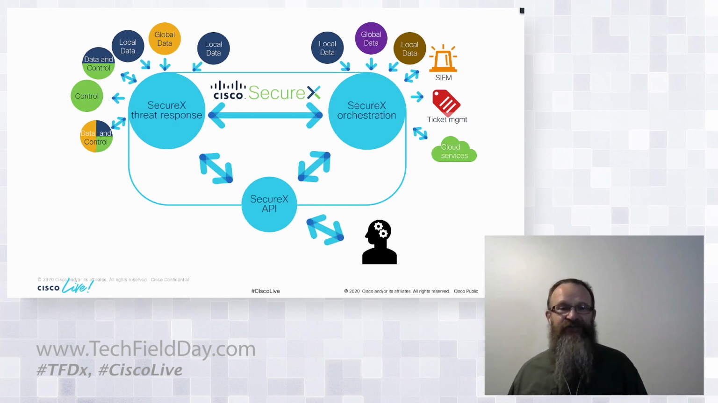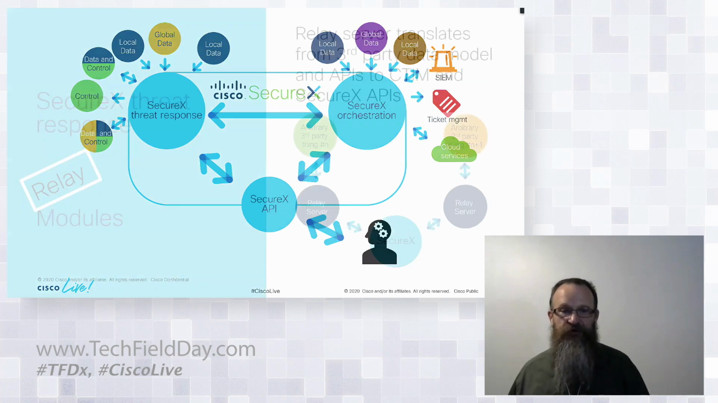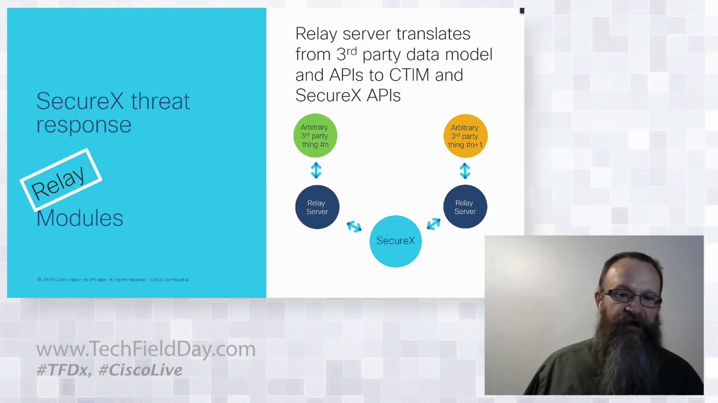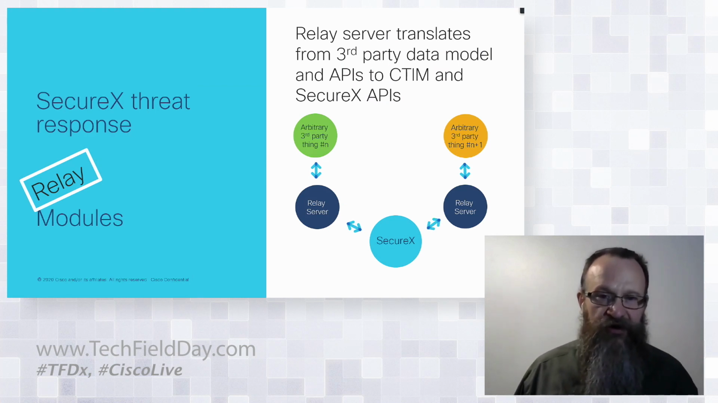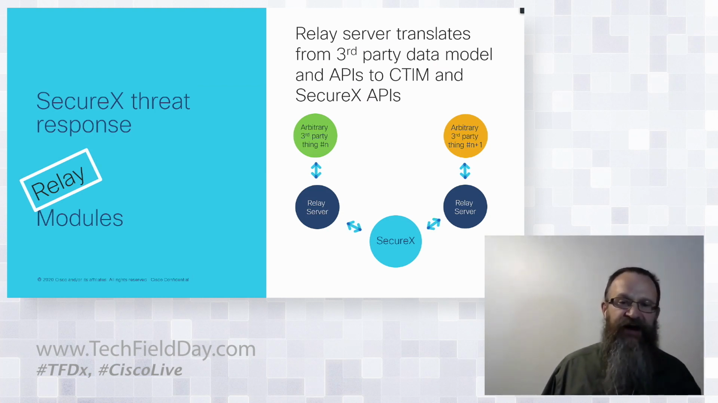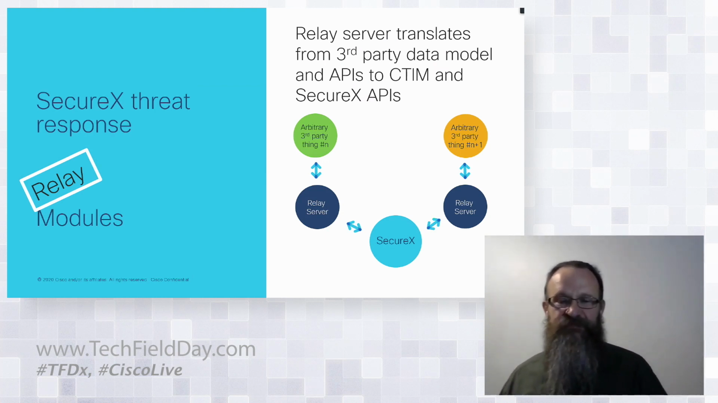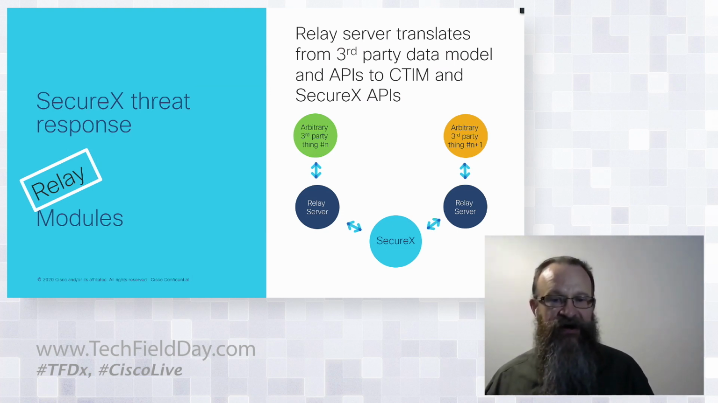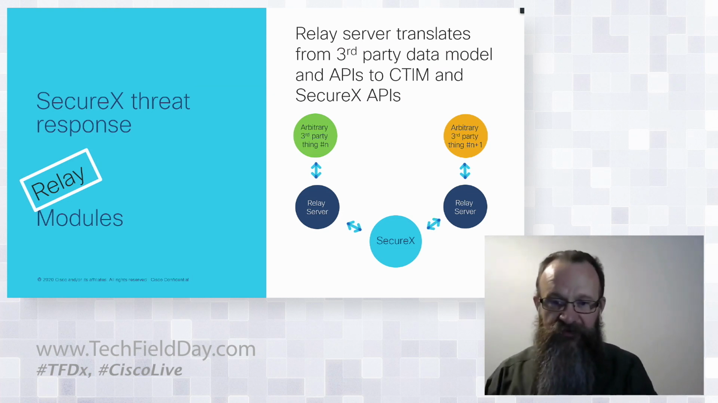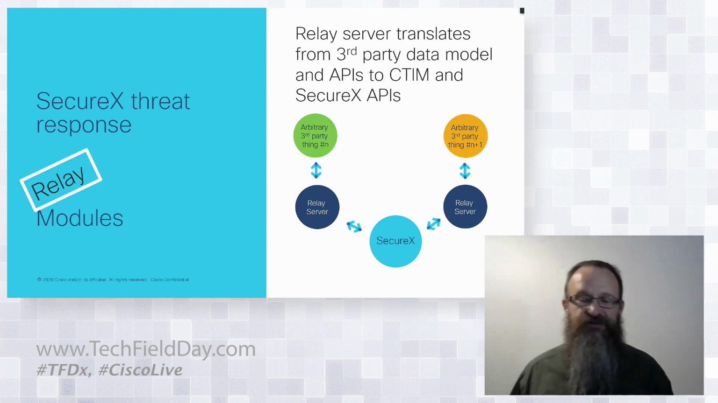So how can we add additional integrations into either part of this? Well, in SecureX Threat Response, we've got modules, and we're about to introduce the concept of relay modules. Now, a relay module looks like the little diagram there, and it translates from a third-party data model and a third-party API to the Cisco Threat Intelligence model and the SecureX APIs. So the relay servers live out there somewhere right now. The code that we've got available runs through AWS serverless architecture, but it could literally be a Linux box in your DMZ. It could be under your desk.